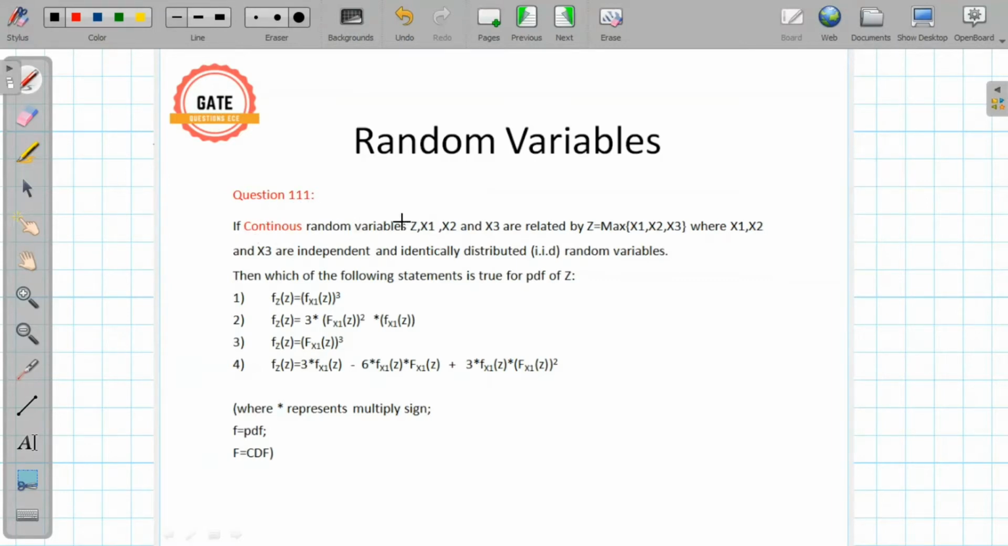If continuous random variables Z, X1, X2 and X3 are related by Z is equal to maximum of X1, X2, X3, where X1, X2, X3 are independent and identically distributed (i.i.d.) random variables, then which of the following statements is true for the PDF of Z? We have to find which of the four statements is true. So let's see how to solve this question.